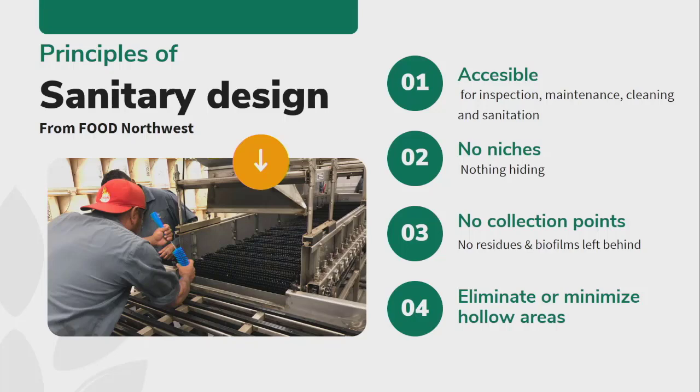But Food Northwest, who published this book, has 4 principles that are pretty simple. One is making sure areas are accessible for inspection, maintenance, cleaning, and sanitation. Then no niches, so no areas where things can hide. Again, we're thinking of bacteria or viruses that are microscopic, but also areas where it's obvious that water or organic matter can get trapped and create a problem. The other thing, no collection points, okay? And the last one is to eliminate or minimize hollow areas.